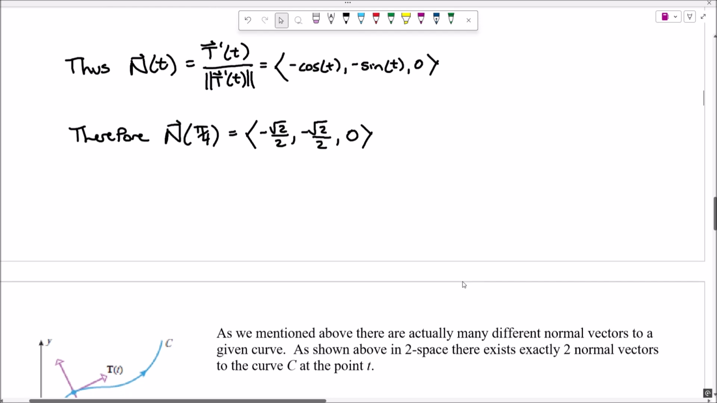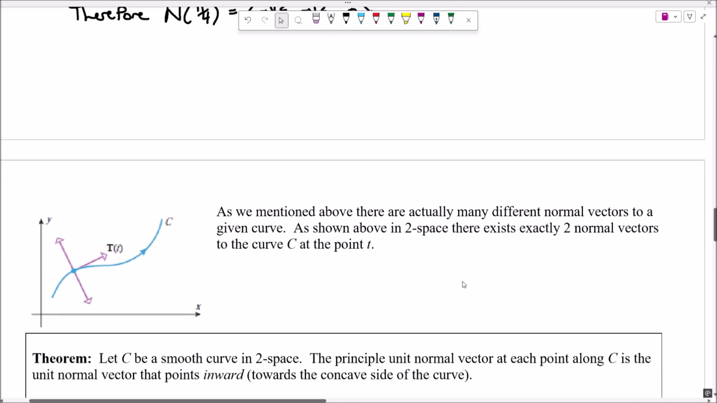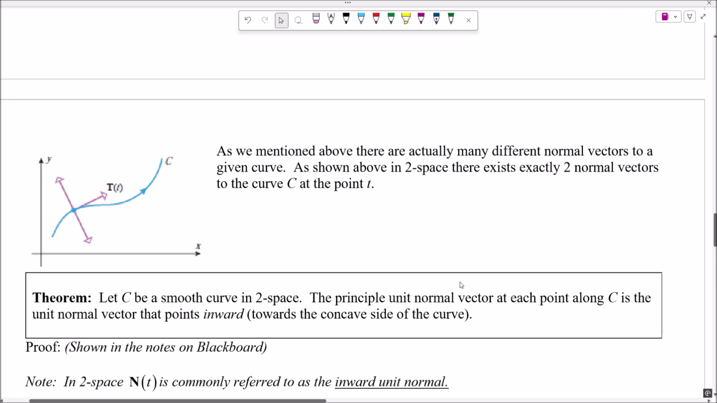All right, so let's keep going and take a look at one final thing that we have here in the notes. You might recall that I mentioned before that when we're working in 2-space, we actually have 2 different normal vectors at any given point. And there's a way to tell which one is the actual N of t. It's related to this particular theorem here. If I have a curve in 2-space, the principal unit normal vector that points along C is always the one that specifically points inwards, that is, towards the concave side of the curve.